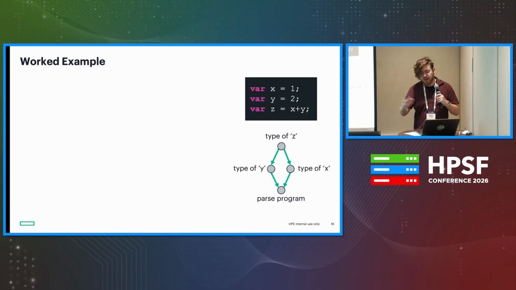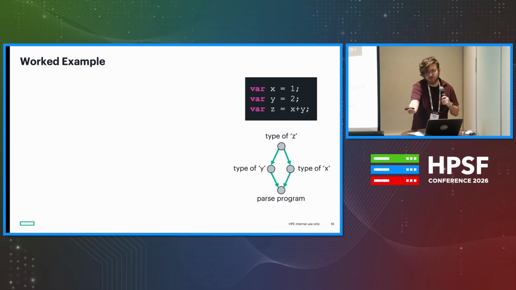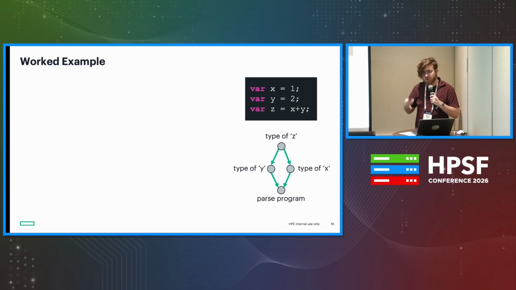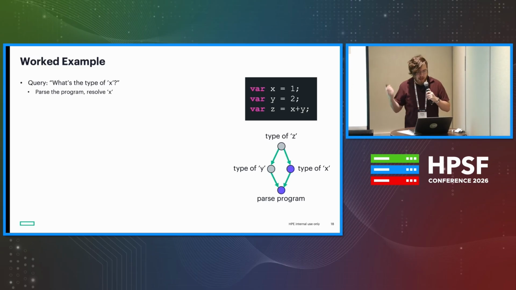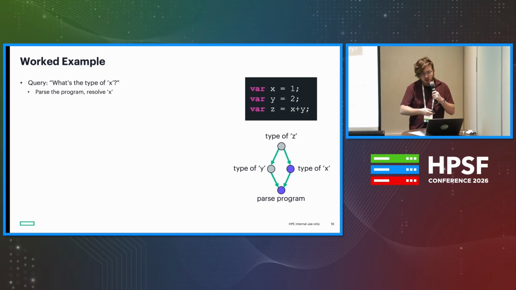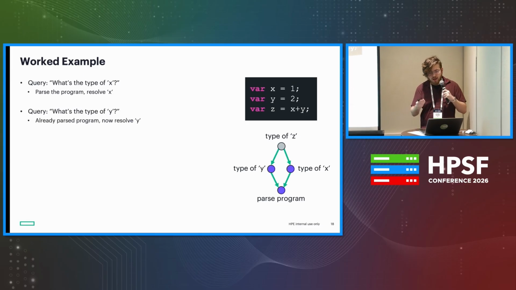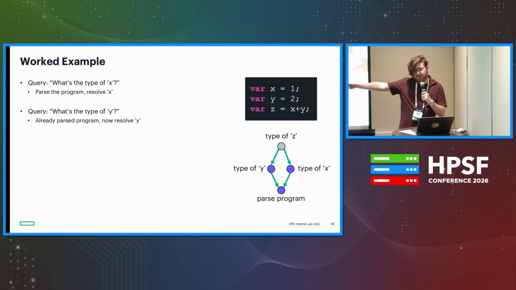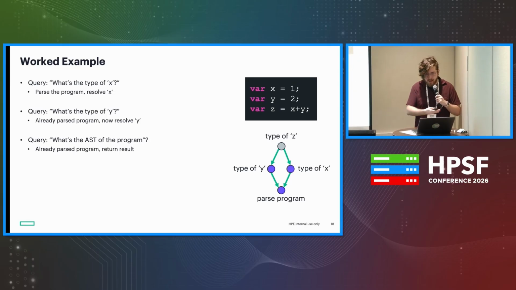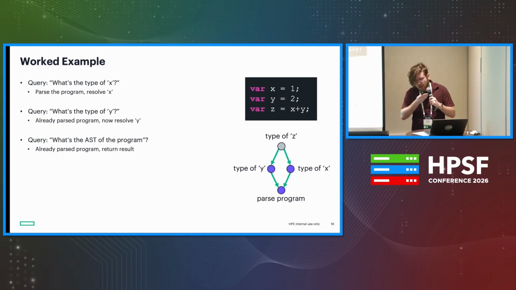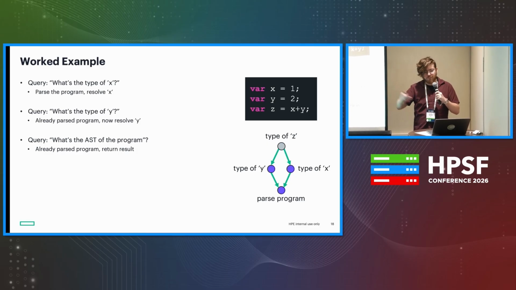And to compute the types of y and x, you also need to parse the program, because you need to know what they're pointing to, like what's on the right side of the equal sign. You need to know what the user wrote, basically. And suppose I ask, what's the type of x? Well, I can ask what the type of x is, and then I will also have to parse the program. And I shouldn't have to resolve the type of z or the type of y. If the user then asks, what's the type of y? Well, I've already parsed the program, so all I have to do is resolve y. And then if I ask, what's the AST of the program? I should be able to just return the already computed result, because we've already gotten that, basically.